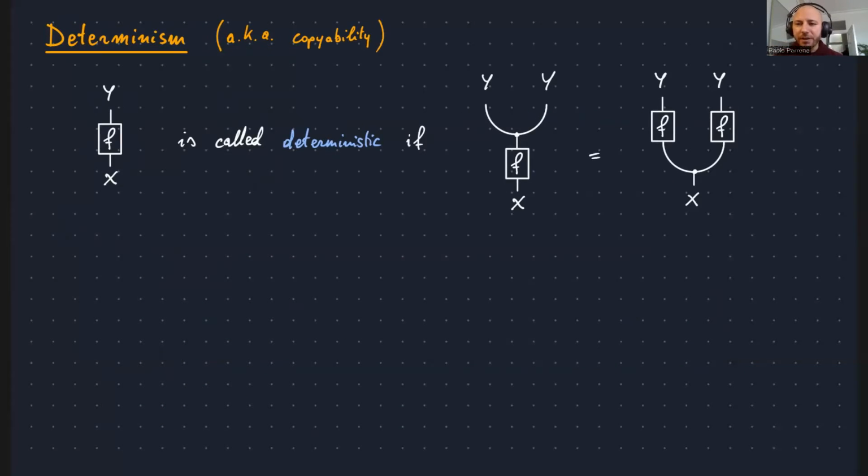Here is another very important piece of structure for Markov categories. We said that our morphisms are random in general, right? They have some stochasticness, some variability to them. When can we say that they don't? When are they not that random? All right, so we call a morphism deterministic if this equation holds, which means that applying F and copying the result is the same thing as copying the input of F and then applying F twice, so applying F to each copy.